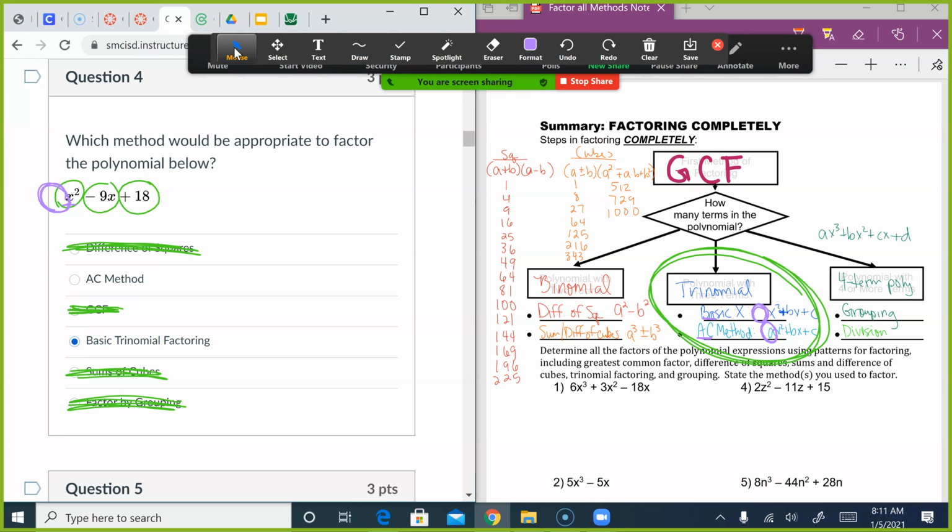And again, just reviewing what basic is, this is where you put the last number on the bottom and the middle number on the top. And then you just try to figure out your two numbers. But again, we're not doing it at this time. We're just saying which method to use.